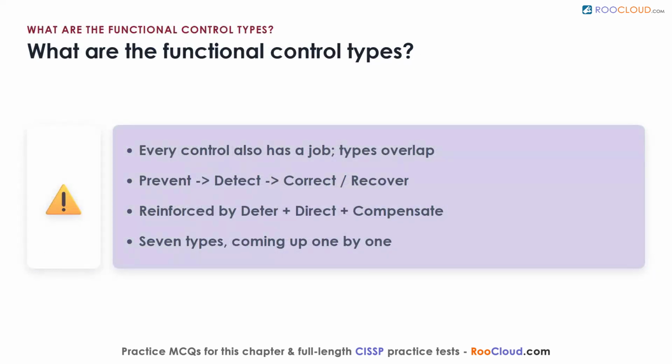Now let's map the functional control types. Beyond category, every control also has a job. The same fence can serve more than one purpose, so these types overlap.